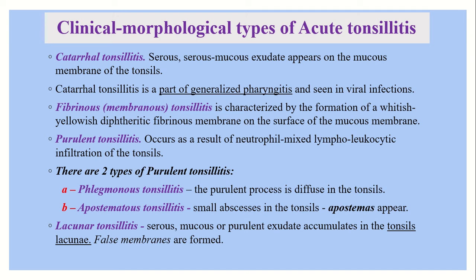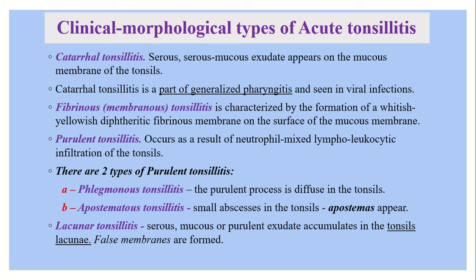Then purulent or suppurative tonsillitis. There are two types of purulent tonsillitis. From general pathology, you probably remember this kind of inflammation that is rich in neutrophils. If it is diffuse in the tonsil, we call it phlegmonous tonsillitis. If it is located as small abscesses, apostemas, we call it apostematous tonsillitis.